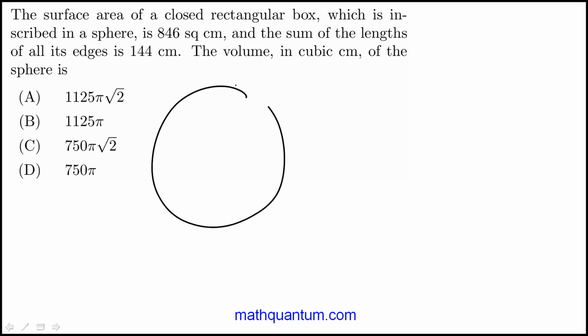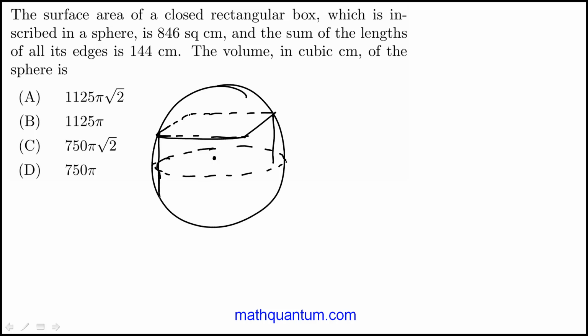So we're told that this rectangular box is inscribed in a sphere. I'll try to draw this in 3 dimensions so you can visualize what's happening. So it's going to be something like that. Maybe I'll draw this as a solid line. So we have this rectangular box. I'm going to label the sides as length L, width W, and height H.